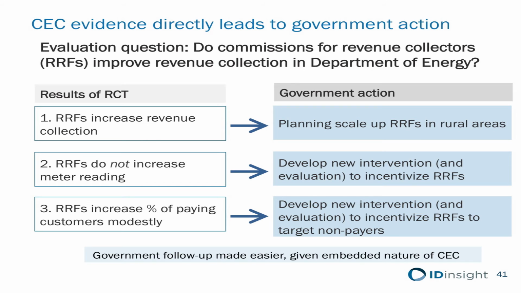The third finding was that they were really just getting people who had previously paid to pay more consistently, but they weren't actually targeting the people that didn't pay at all. And so this again threw up another idea that we need to start developing interventions around how do you target non-paying customers. And the point of this is that, yes, it led to some action, but also these other things that were thrown up were much easier to feed back into the cycle of designing interventions and testing them because we're embedded within the government.